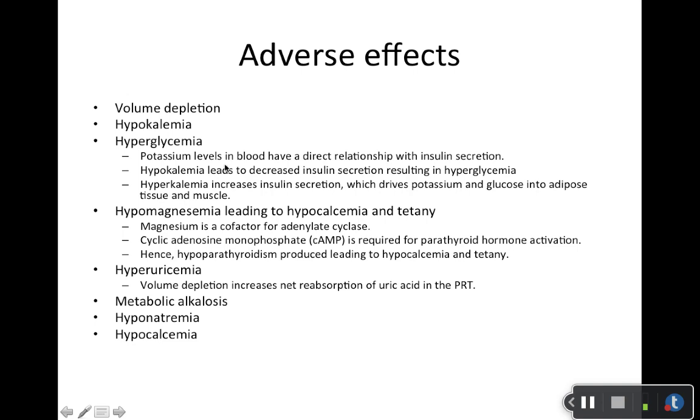So again, if there's a type 2 diabetic who's on this long term, or how long are they on it? Are we going to have to make adjustments to their insulin, adjustments to their other medications, etc.? Definitely something to be mindful of.